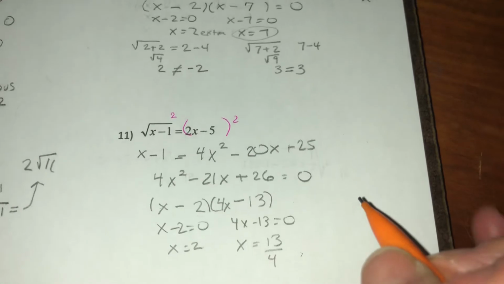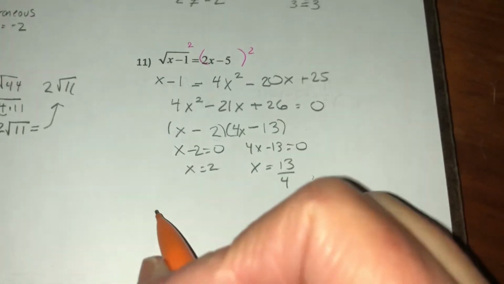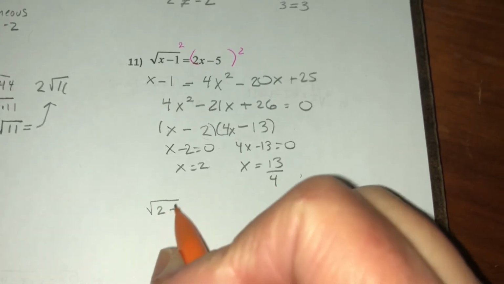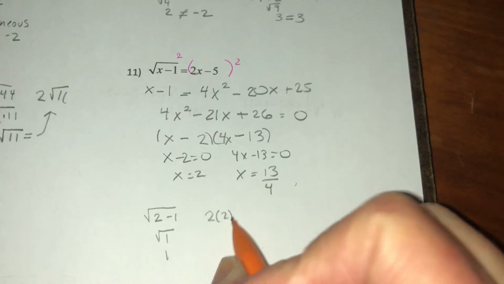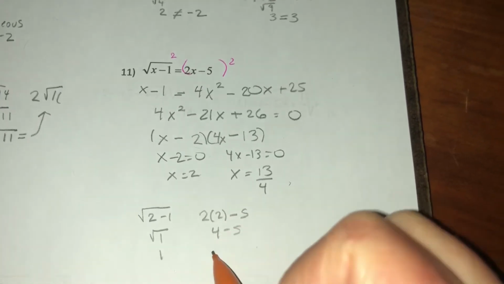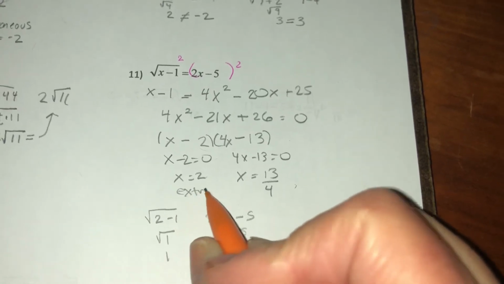So now we need to check these out. So I'll start with x equals 2. I have some space here. So the square root of 2 minus 1 is the square root of 1, or 1. Other side, 2 times 2 minus 5. 4 minus 5 is negative 1. That does not work. So 2 is extraneous.